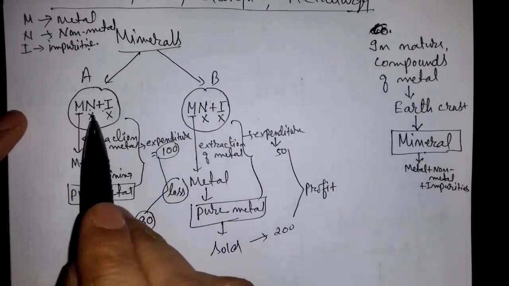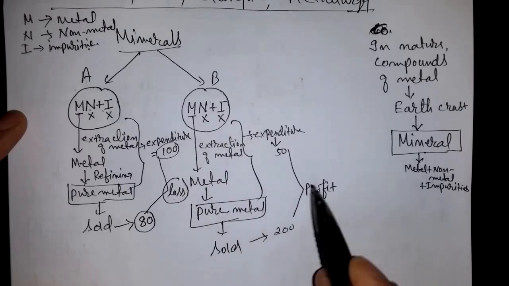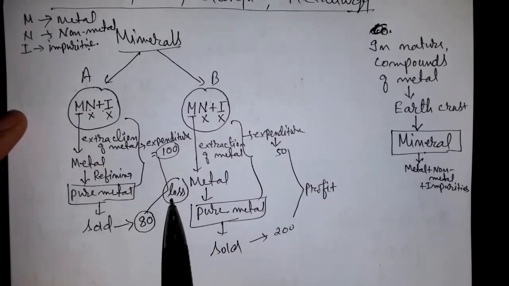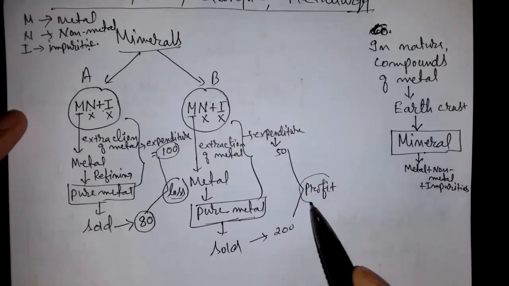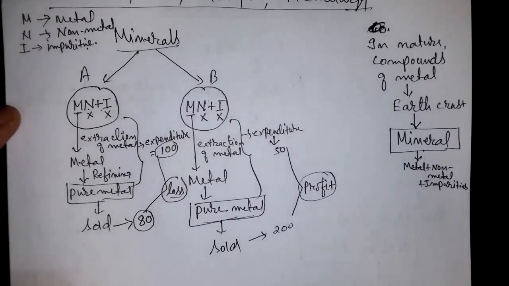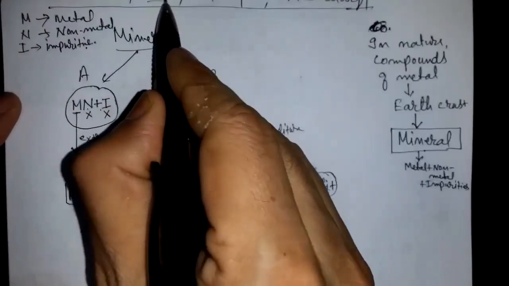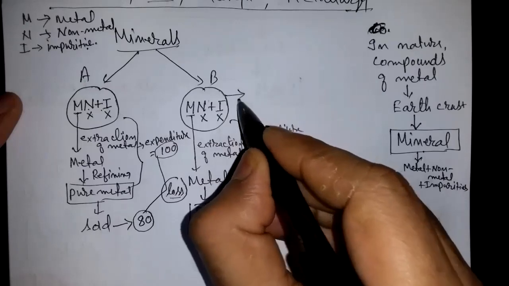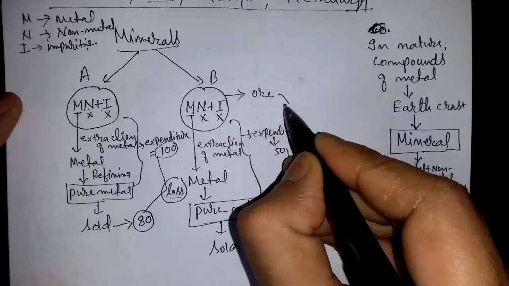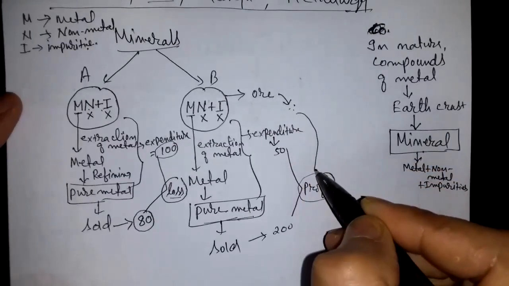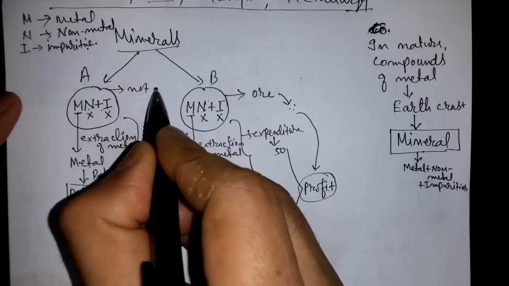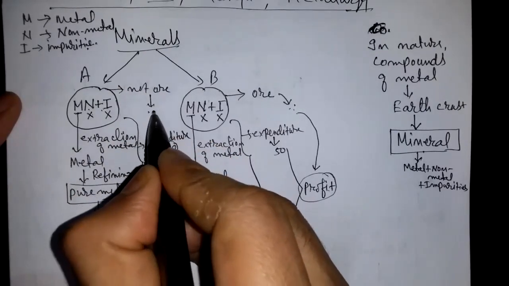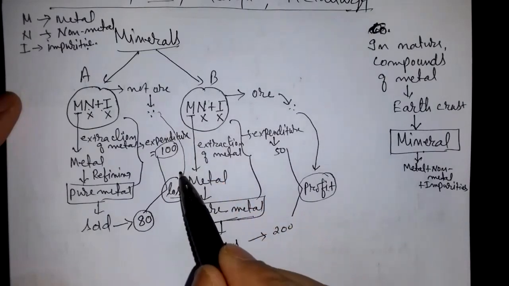So both are minerals, but in both, profit is not coming. From mineral A you are getting metal, but there is a loss. But from mineral B you are getting metal with profit. So the mineral where profit is coming, that mineral is called the second one. So this is now called ore. Why is it called ore? Because we can get the metal with profit. This is also a mineral, but this mineral is not called ore. Why? Because there is loss.